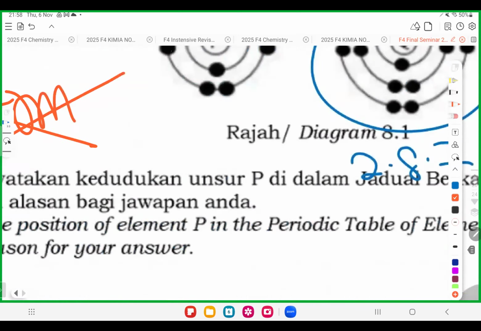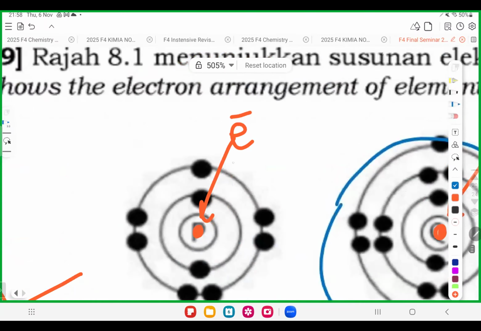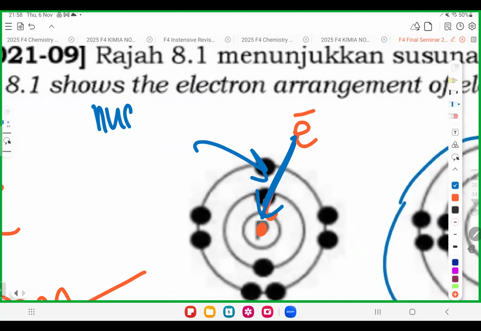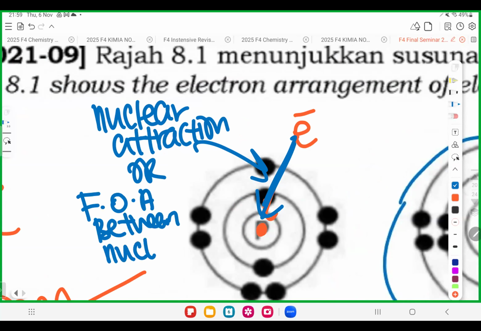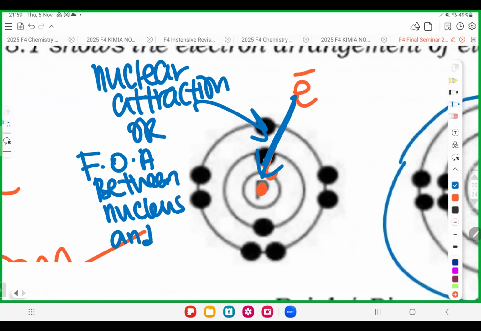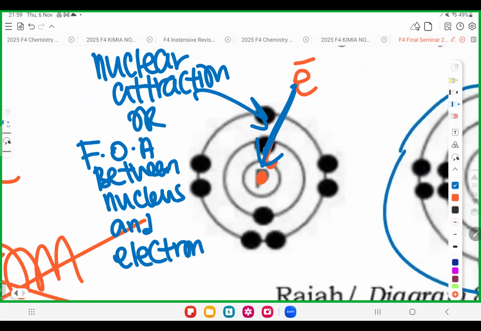Okay, so when you are close to the nucleus, this pulling force is very strong. What is the name of this pulling force? You can call it nuclear attraction. Why nuclear attraction? The nucleus pulls the electron. If you don't want to write nuclear attraction, you can write force of attraction between nucleus and electron.